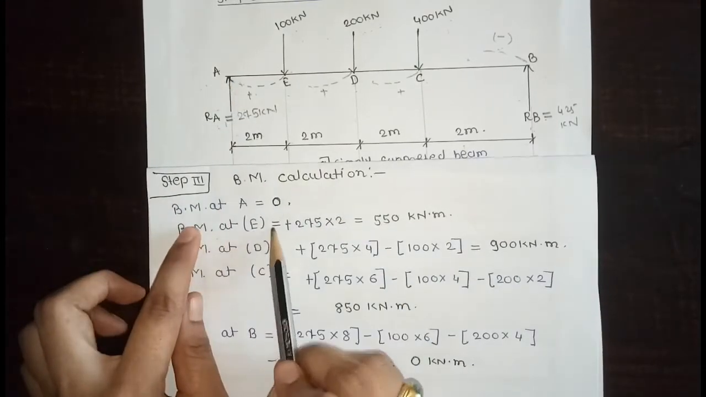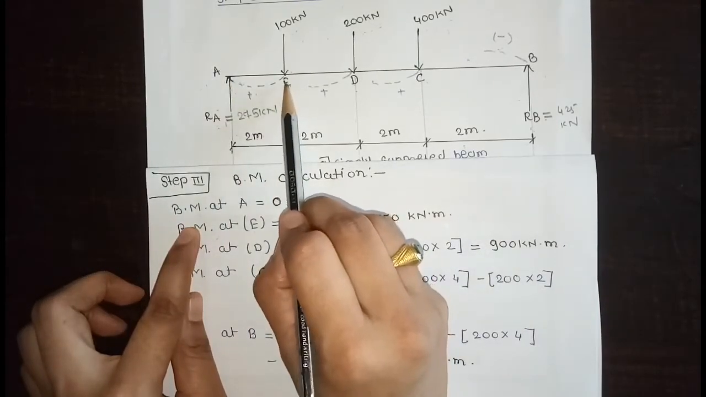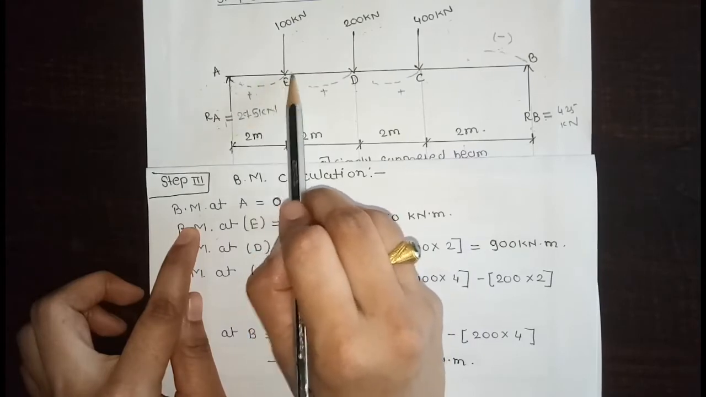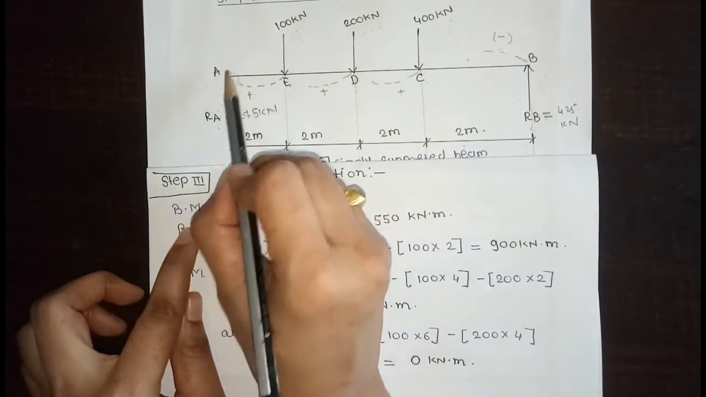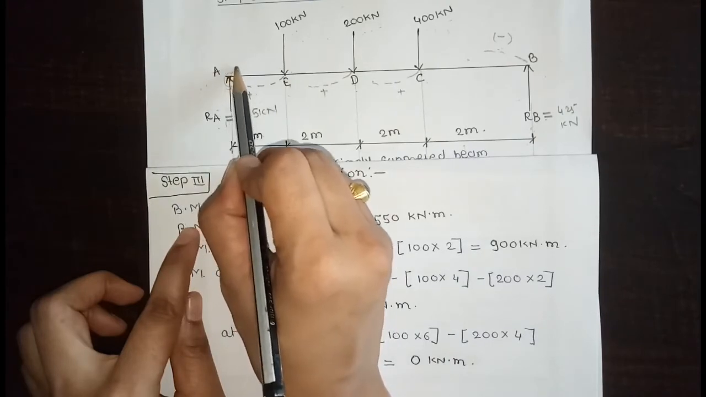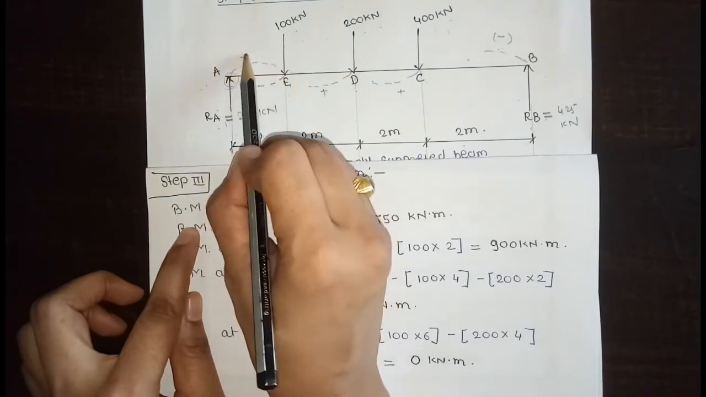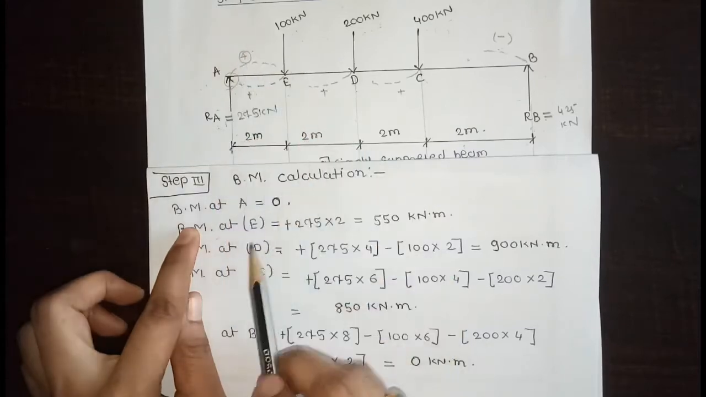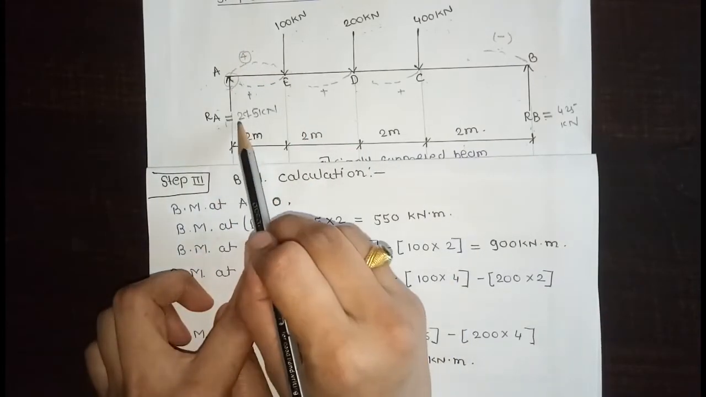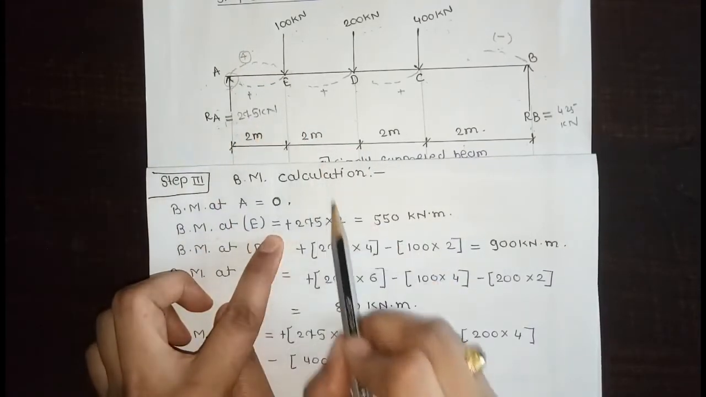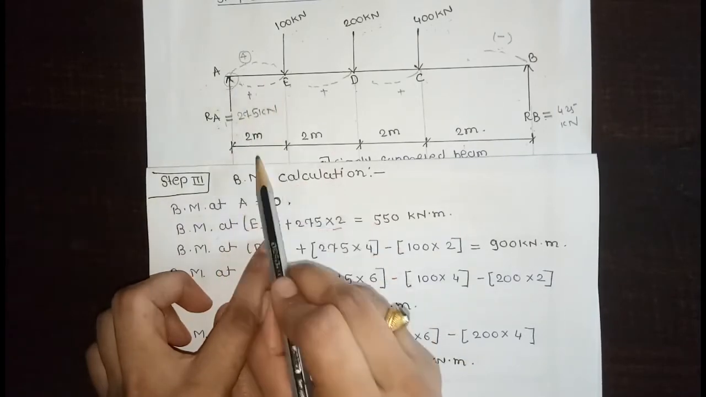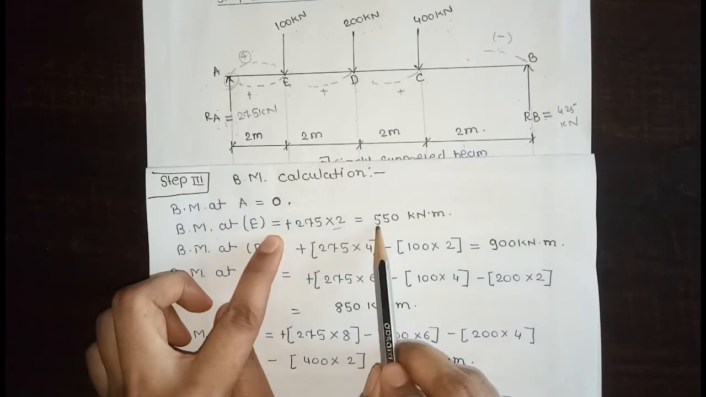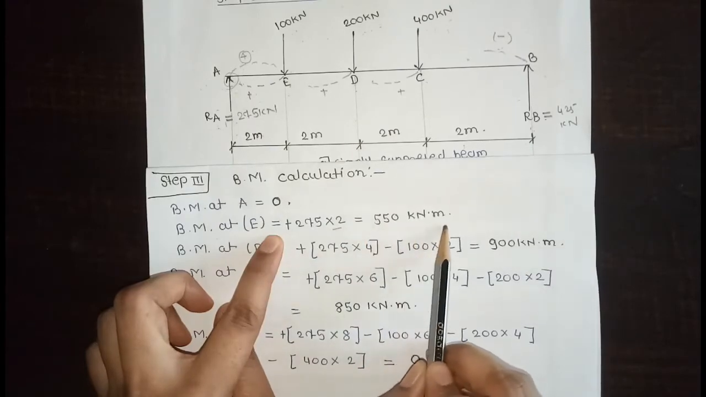Bending moment at point E is equal to. First of all, how many forces are in the left section from point E? Only one force. Decide the rotation. This is the clockwise rotation, which means positive. What is the value of the first force? 275 into perpendicular distance A to E, 2 meter, is equal to 550 kilonewton meter.